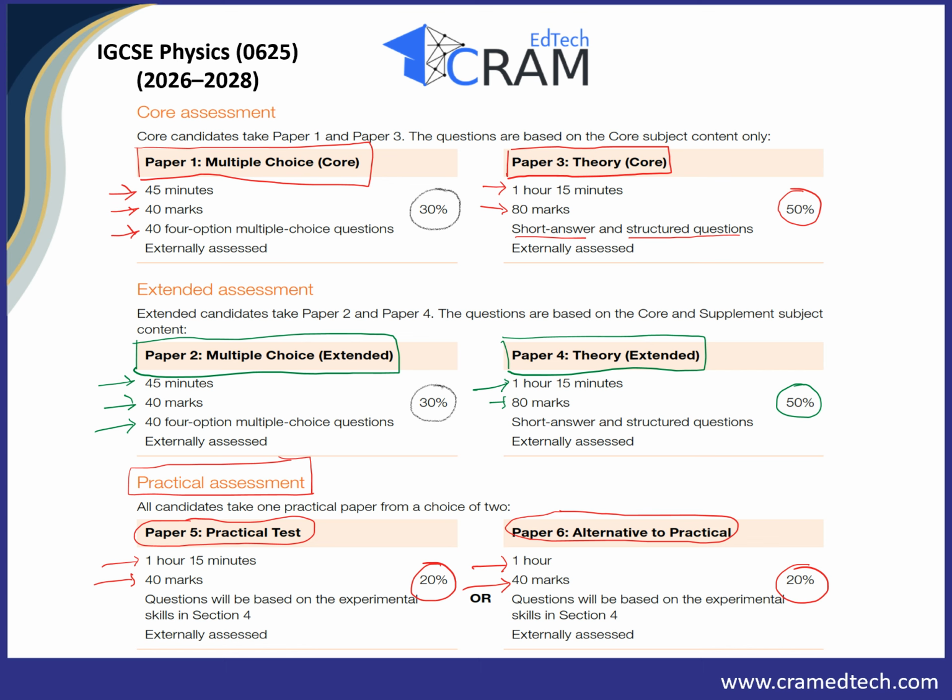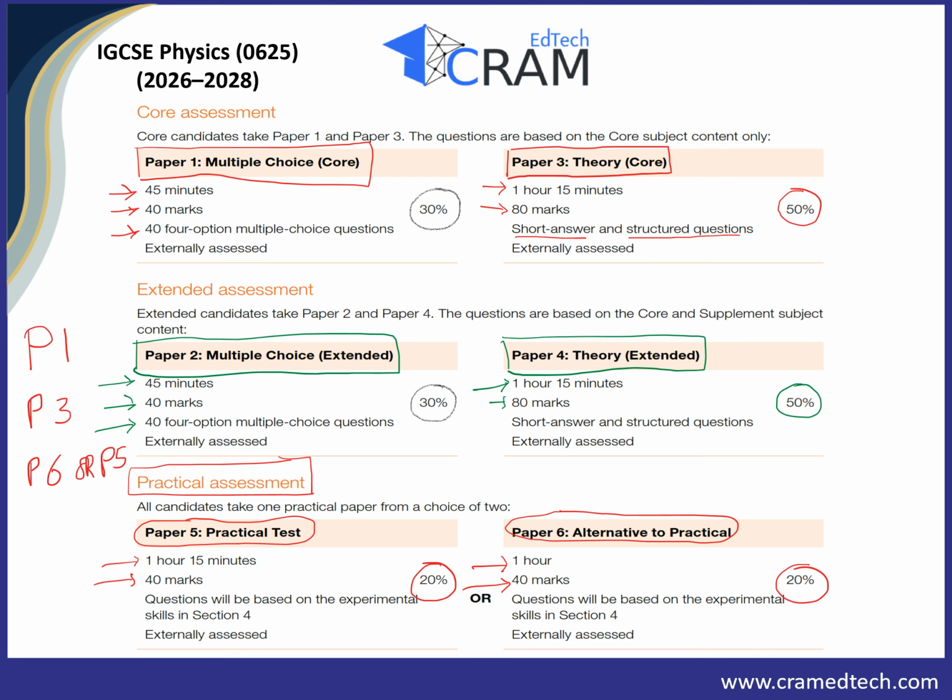So if I summarize this, those students who are writing the core examination appear for paper 1, then paper 3, then paper 6, or we can say paper 5. But as I told you, most schools choose paper 6 here. So these are the 3 assessments for which you have to appear.